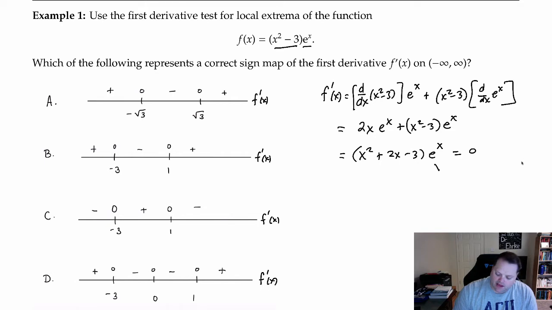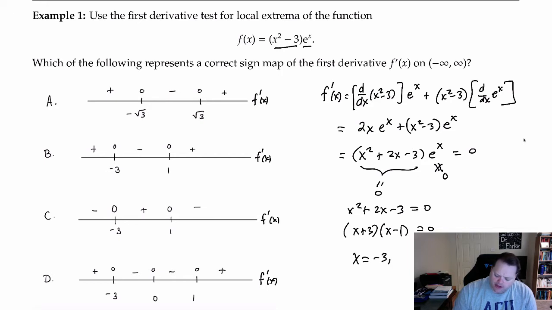I know e to the x can never be 0. Exponentials do not take on the y value 0 anywhere for any x. So I need this polynomial, quadratic, to equal 0 in order for this thing to zero out. So if we set x squared plus 2x minus 3 equal to 0, it looks like it factors into x plus 3, x minus 1. So the two critical points are x equal to negative 3 and x equal to 1.